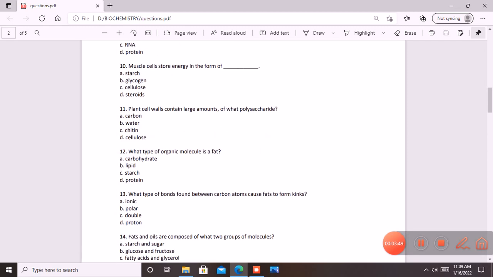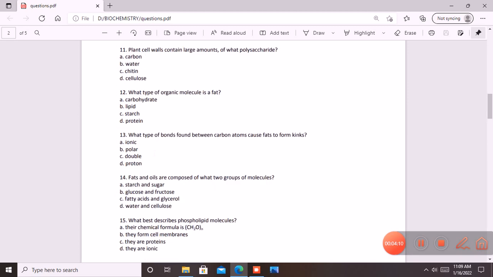Question 11 says, plant cell walls contain large amounts of what polysaccharide? The cell walls of plants are made of cellulose. Cellulose is the main component of the plant cell wall. So question 11, the answer is D.